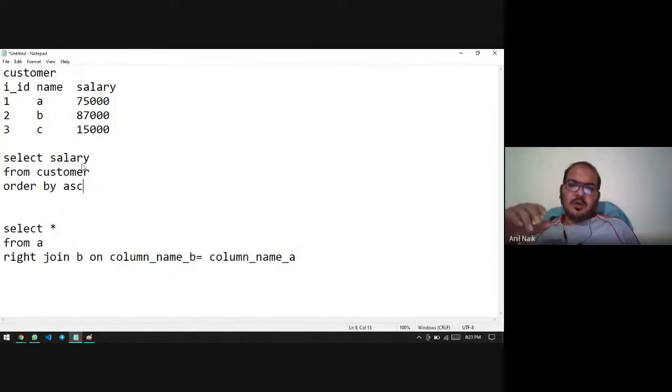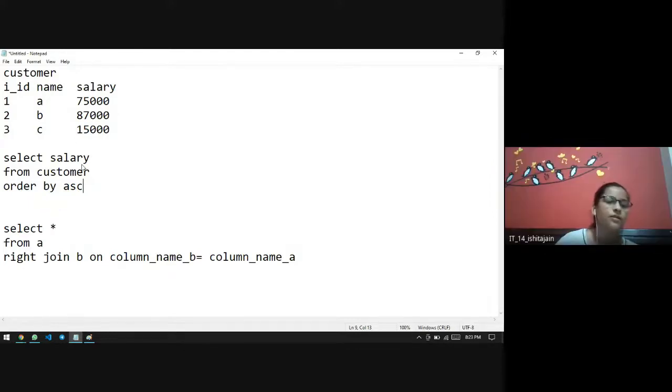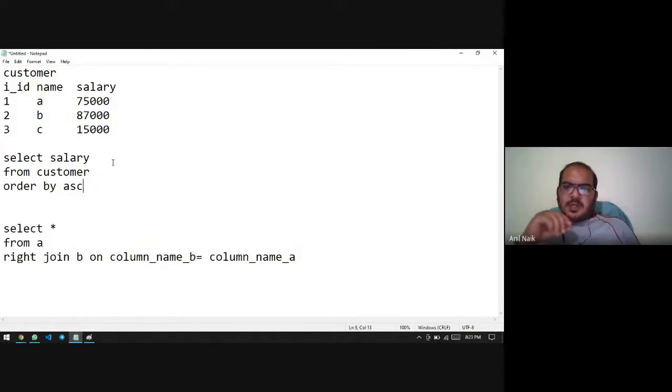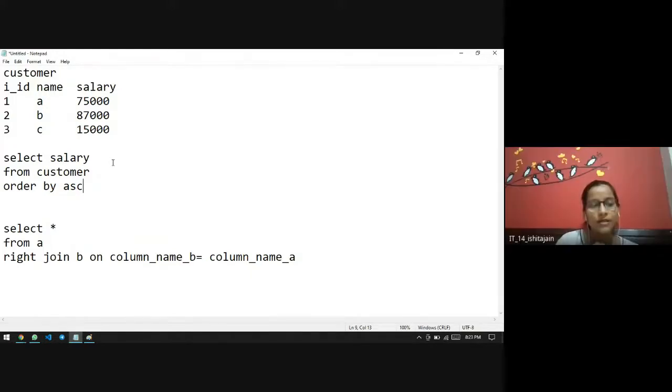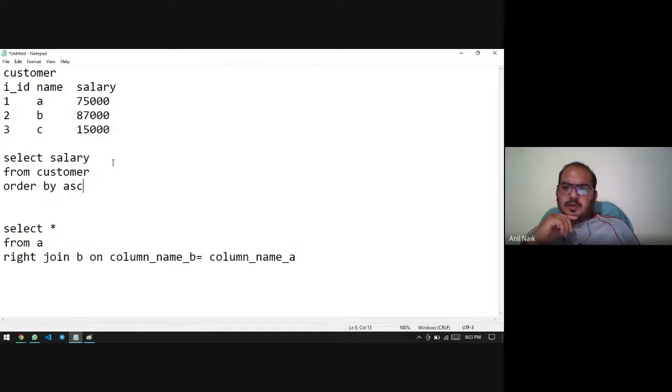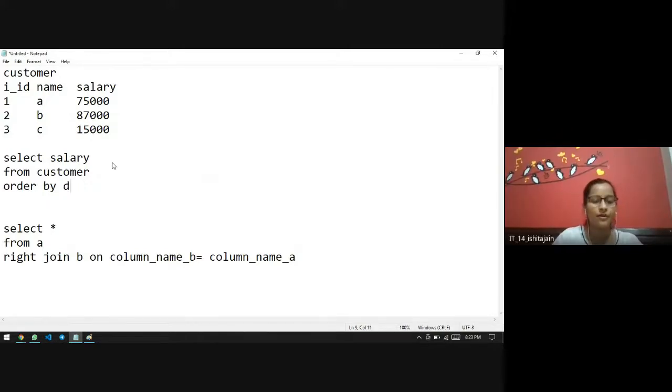What are you doing with order by? Order by means you have not mentioned any specific column there. Sir, I have already selected the salary, so it will order by salary. Okay, you have selected the column, and yes, sir, it orders in ascending order. Okay, and what about descending order? Sir, descending order, this will work. Okay.